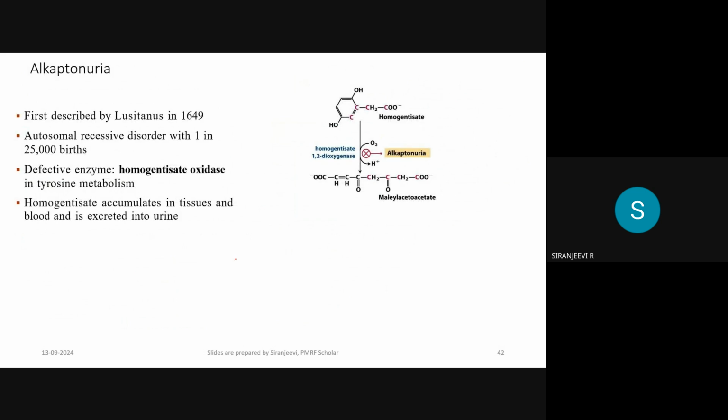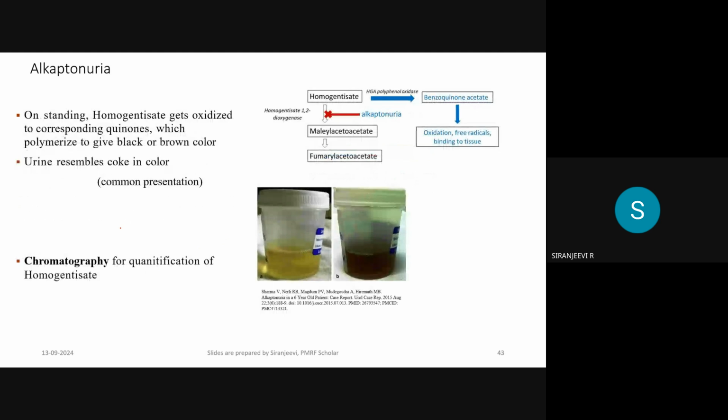And finally, alkaptonuria, which was first described in 1649 by Lusitanus, and it is also an autosomal recessive disorder with an occurrence of 1 in 25,000 births. And the enzyme defect in this condition is homogentisate oxidase.